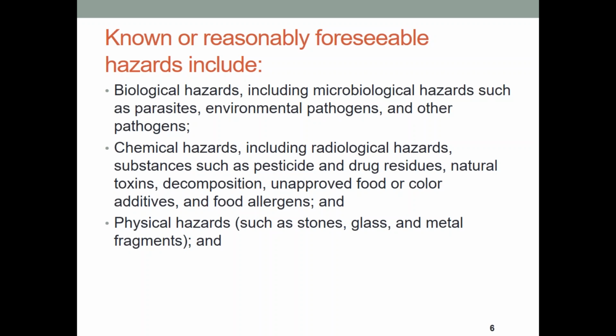We also have to consider physical hazards. What's a physical hazard? This slide says things such as stone, glass, metal fragments. It's generally something that's going to break a tooth, choke you, cut you, something of that sort, cause that kind of injury. So those are the known or reasonably foreseeable hazards that we need to include in our hazard analysis. We may or may not need to consider all of them, but they should be in the forefront of our mind.